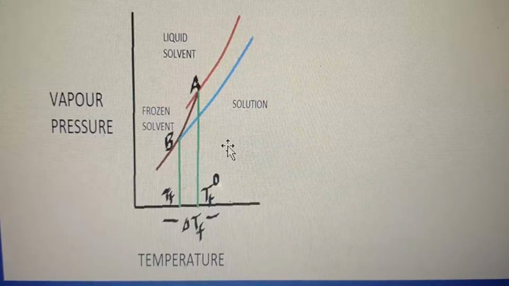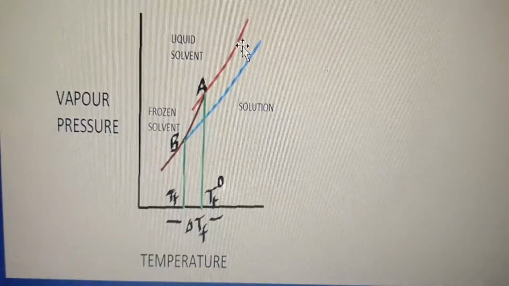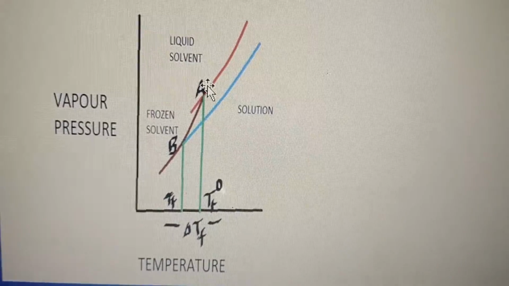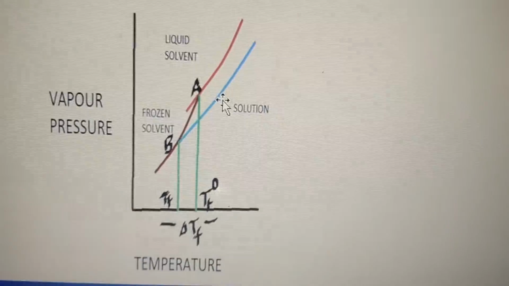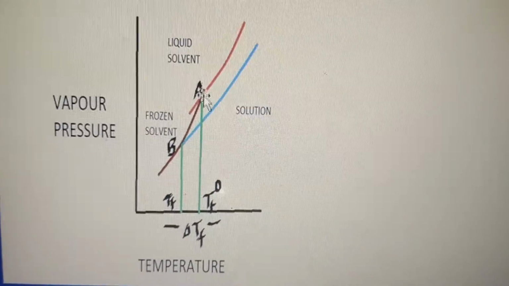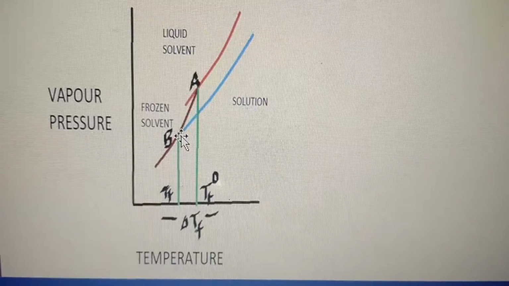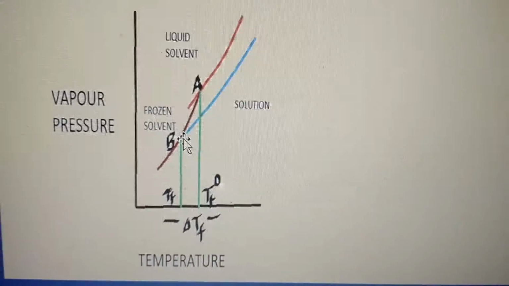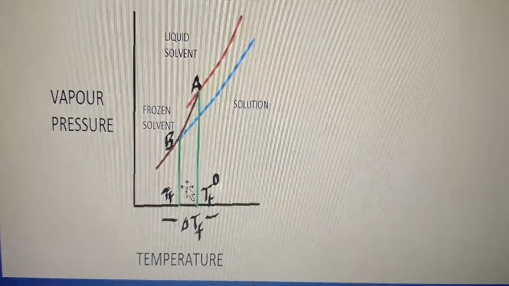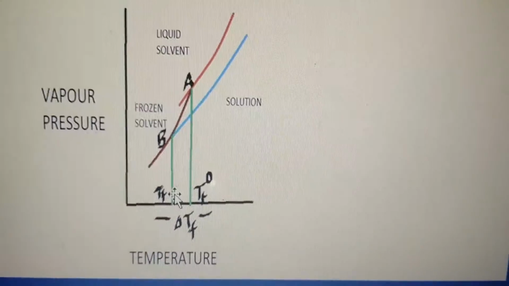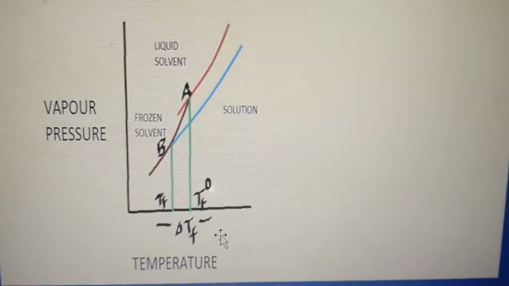So again I am repeating, this red curve is for the vapor pressure of the liquid solvent, the brown curve is the vapor pressure of the solid solvent, and this blue curve is the vapor pressure of the solution. Now A is the freezing point of the pure solvent and B is the freezing point of the solution. So Tf naught is the freezing point of the pure solvent and Tf is the freezing point of the solution. The difference is delta Tf, that is called depression of freezing point.